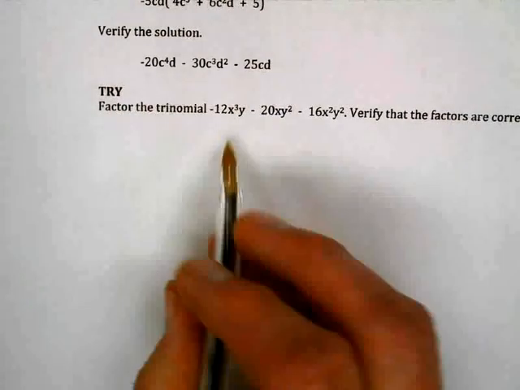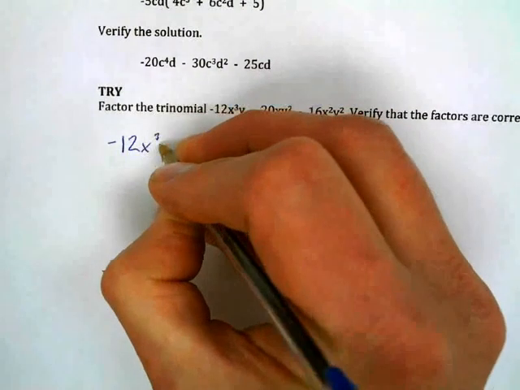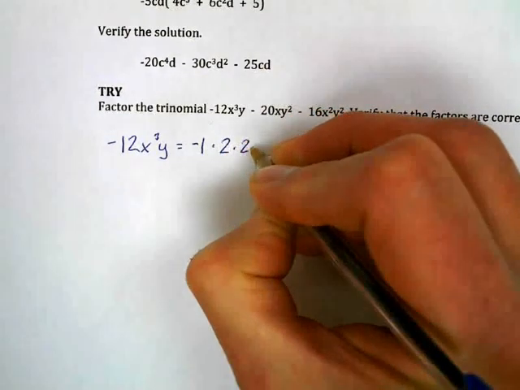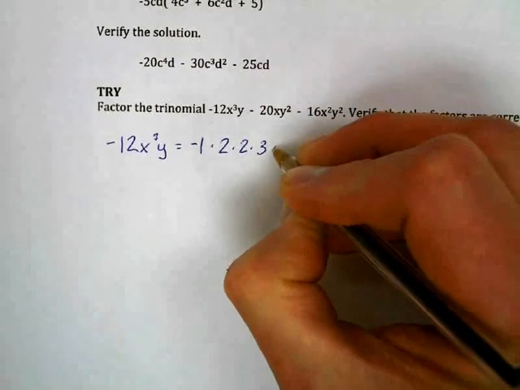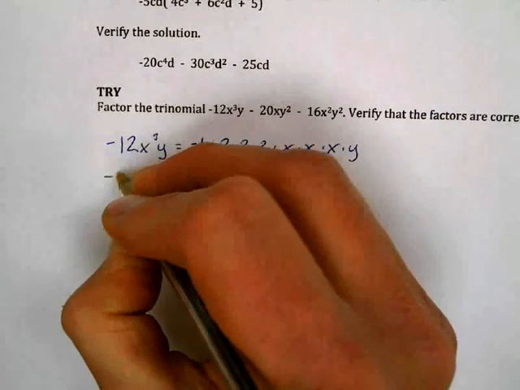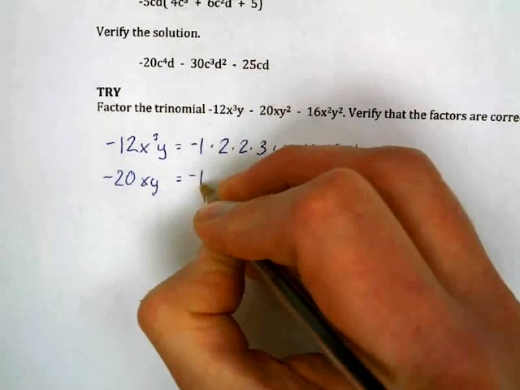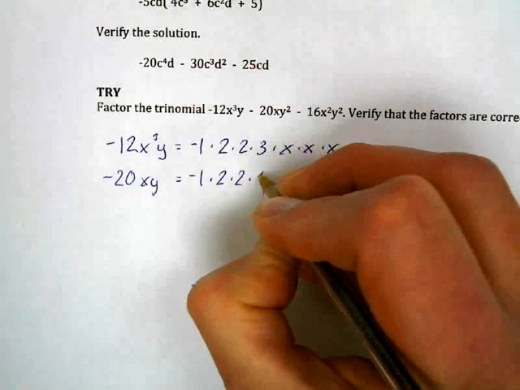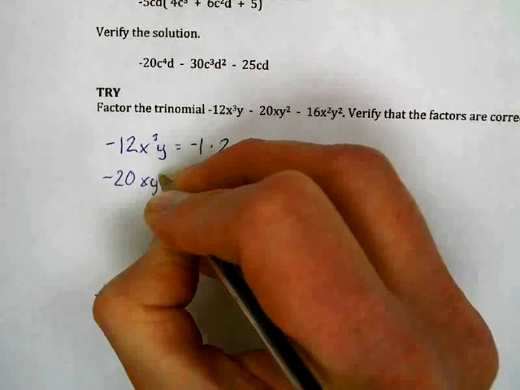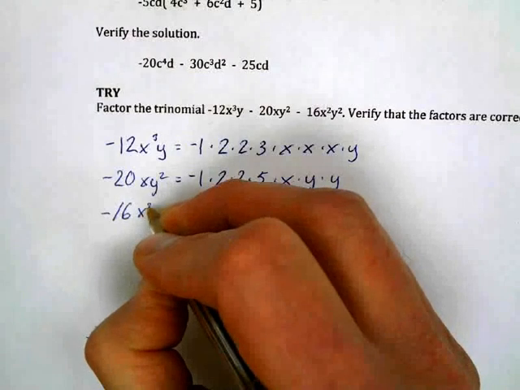Factor this trinomial, last one. So once again, they're all negative. So this time I'm going to take negative 12 x cubed y, which is equal to negative 1 times 2 times 2 times 3 is negative 12, times x times x times x times y. Negative 20 x y squared is equal to negative 1 times 2 times 2 times 5 gives me negative 20, times x times y times y. There's two of them. And negative 16 x squared y squared.